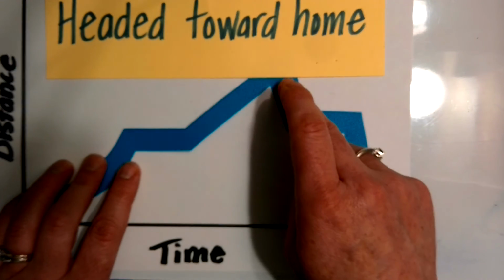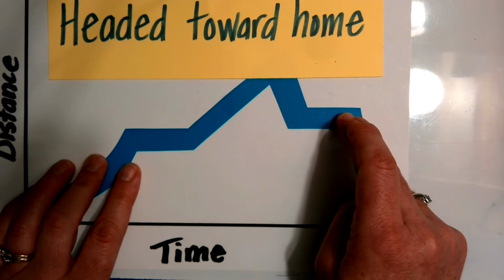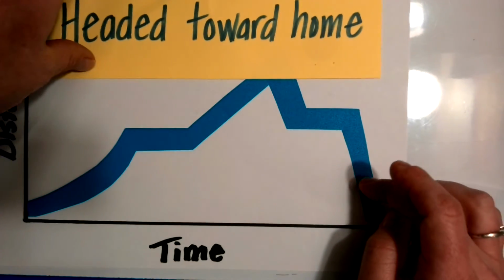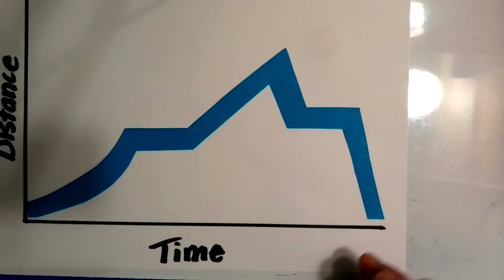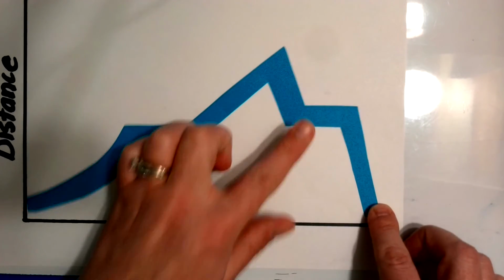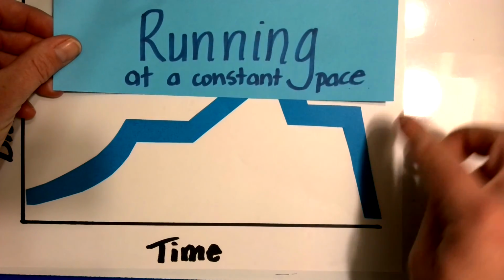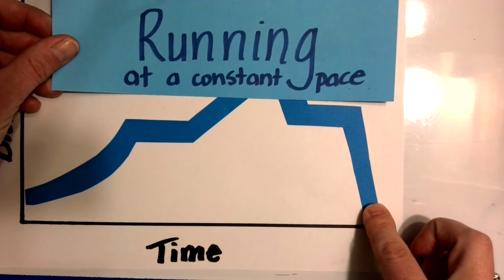Now, you're heading home at a constant speed, but then you must stop somewhere. Maybe you sit down and eat a bag of chips, I don't know. And then you realize, oh no, it's almost dinner time. So you speed up and run at a constant speed. Maybe for this last part of the graph, you are running at a constant pace to get home.